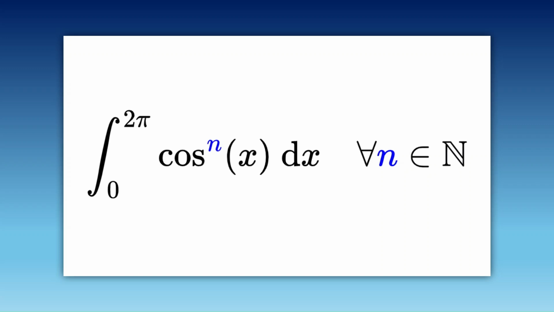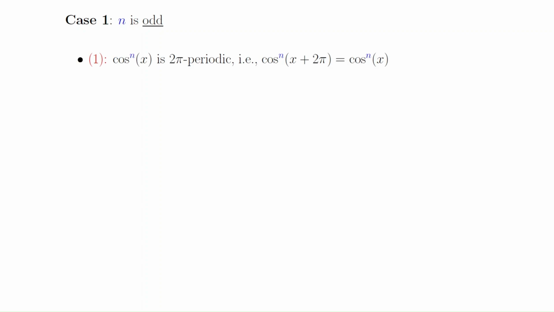In this video, we're going to compute the integral of the cosine to the power of n of x from 0 to 2 pi for every natural number n. We have to consider two cases: n is an odd number or n is an even number. We will start with the case where n is odd, and we will need to use four properties.